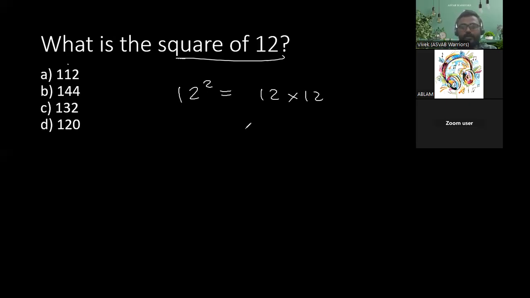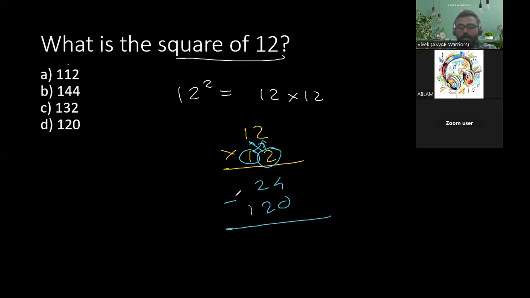How do we do it? 12 times 12. Start with the number in the ones place. So 2 times 2 is 4. 2 times 1 is 2. Because I'm moving on to the tens digit, I'll put a 0 over here. 1 times 2 is 2. 1 times 1 is nothing but 1. Add it up. So 4, 4, 1. So 144 is your answer.